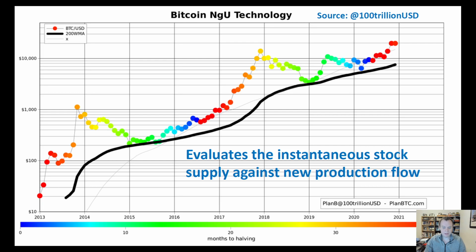So it's mainly about the supply and the new production flow of Bitcoin, which is why the halvings are very important for this model, because it's primarily built around new production flow, the supply of Bitcoin.